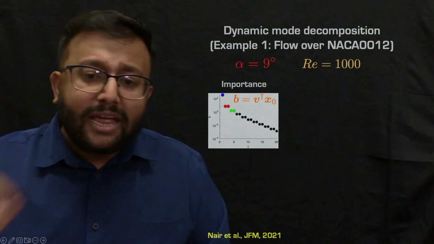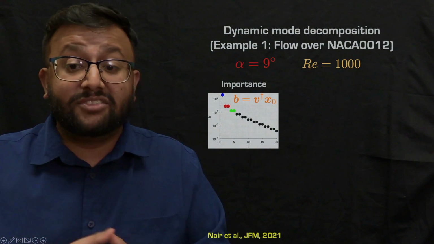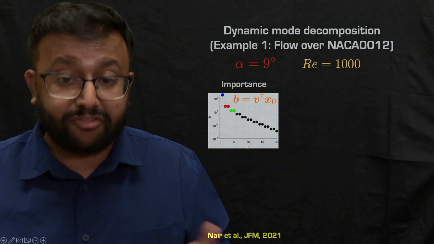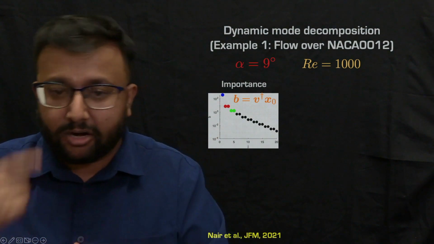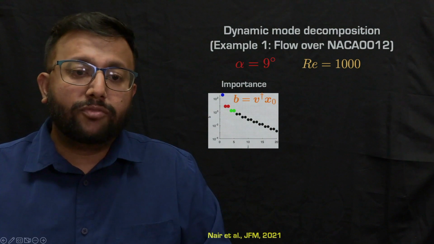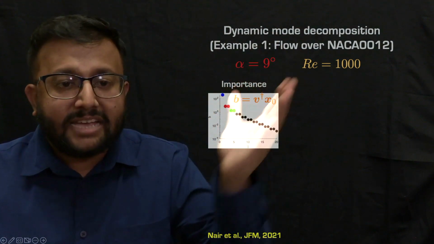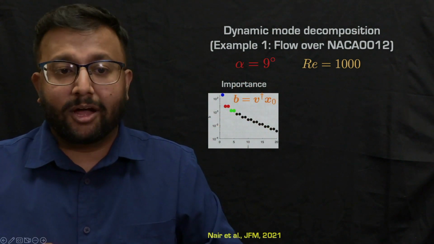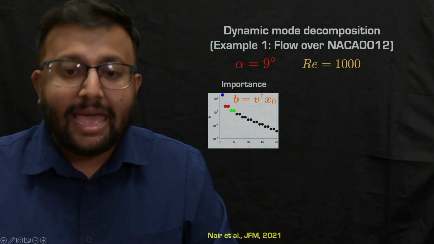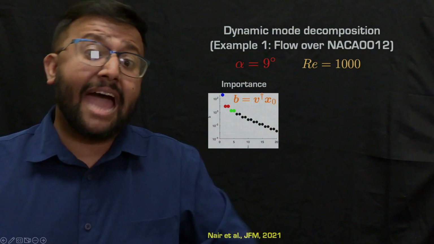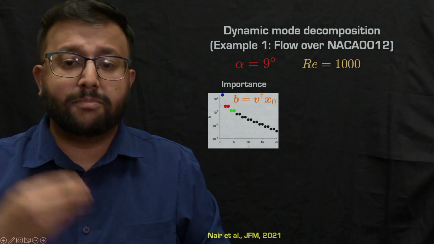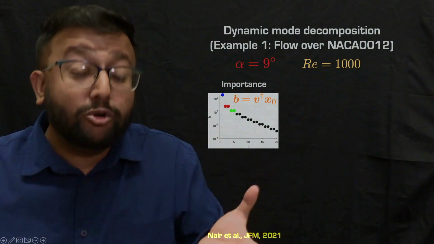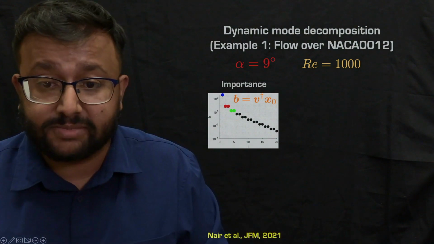When you organize them, this gives us the relative importance of the modes, just like the energy content we got in terms of POD. So we organize these modes based on this metric B, which gives a relative importance, and it reduces from the most dominant modes to the modes of lower dynamic importance.